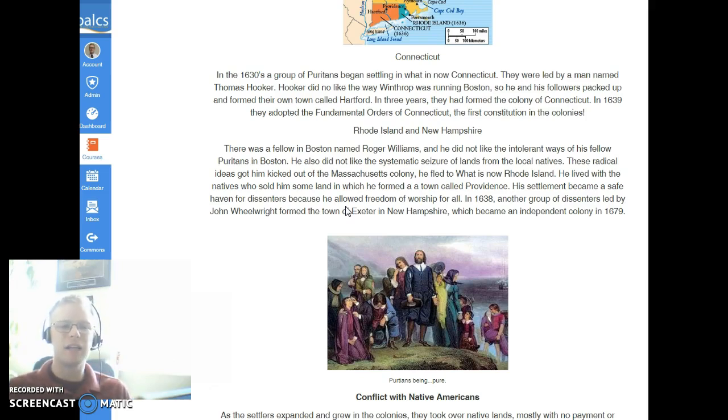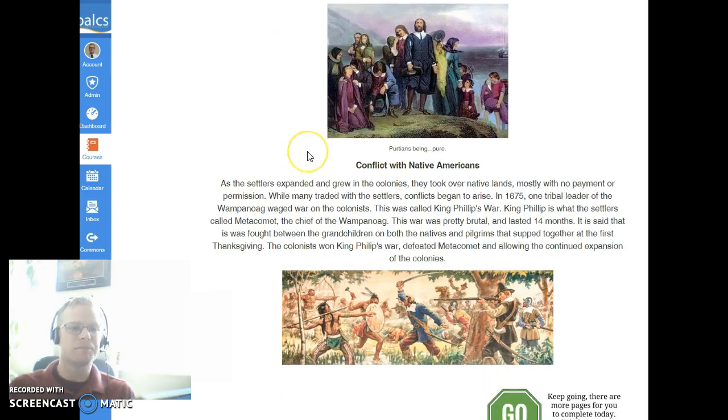In 1638, another group of dissenters, led by a guy named John Wheelwright, formed the town of Exeter in New Hampshire, which also became an independent colony in 1679. So you have all these people forming their own new colonies because they don't like what's going on in the original colonies. This leads us quickly to a little subsection called Conflict with Native Americans.